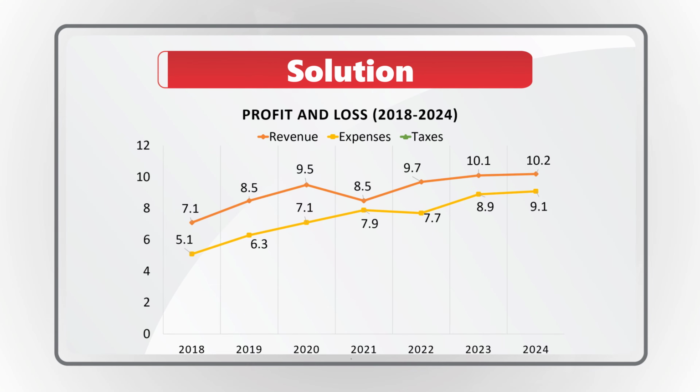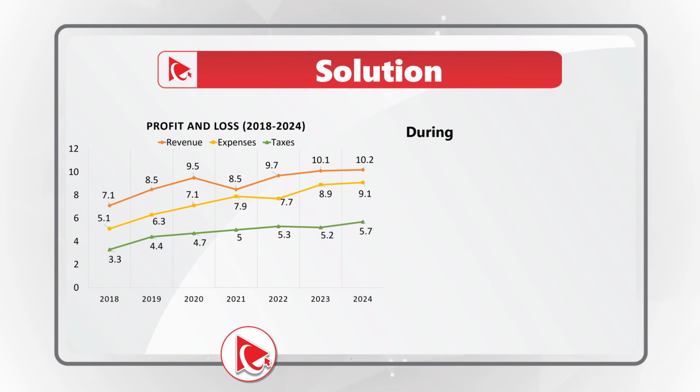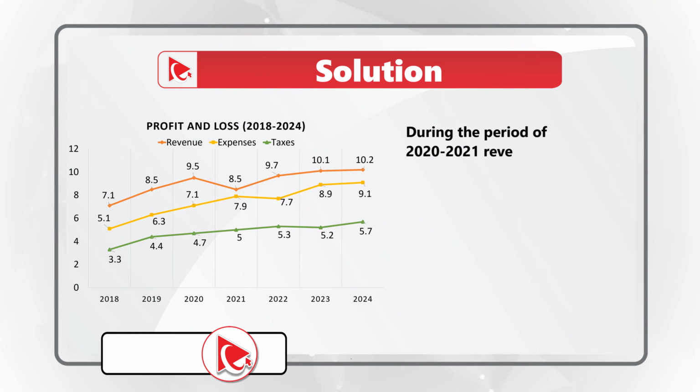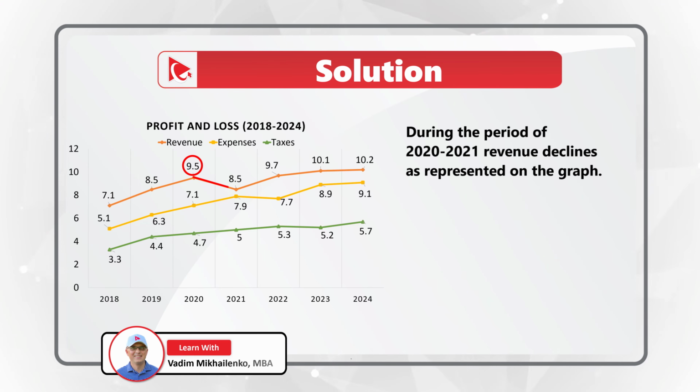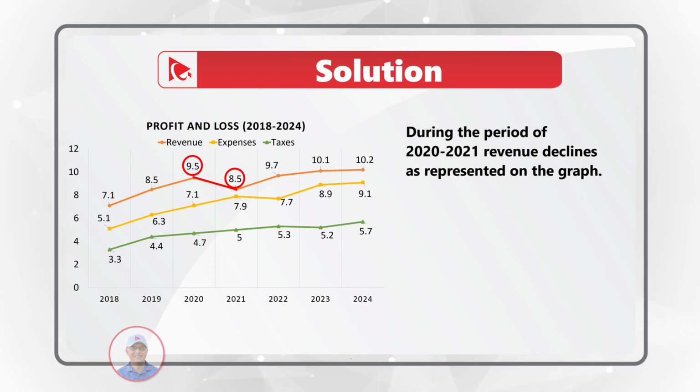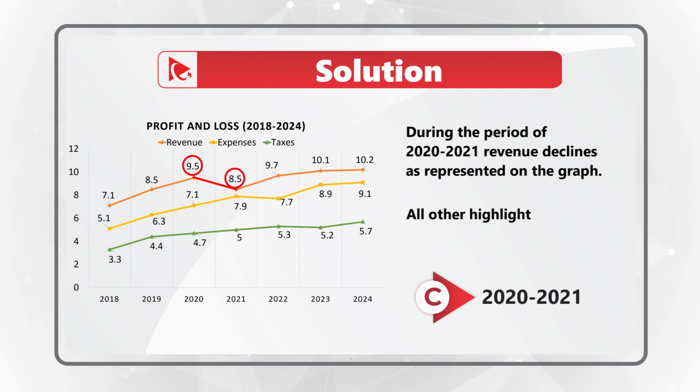The way I see it is that the revenue goes down between the period of 2020 and 2021, which is represented by the blue line. In 2020, the revenue was about 9.5 units, and then in 2021, it went down to approximately 8.5 units. All other highlighted periods in the question indicate revenue increases.